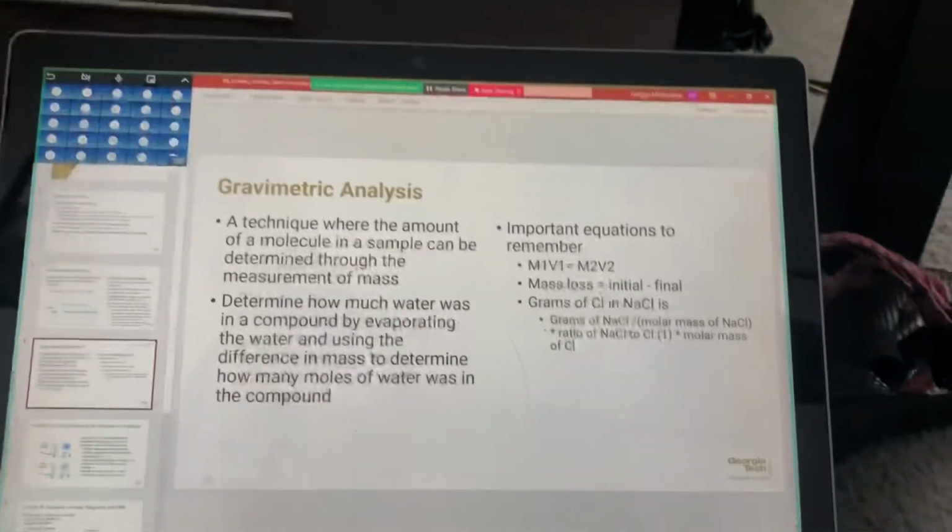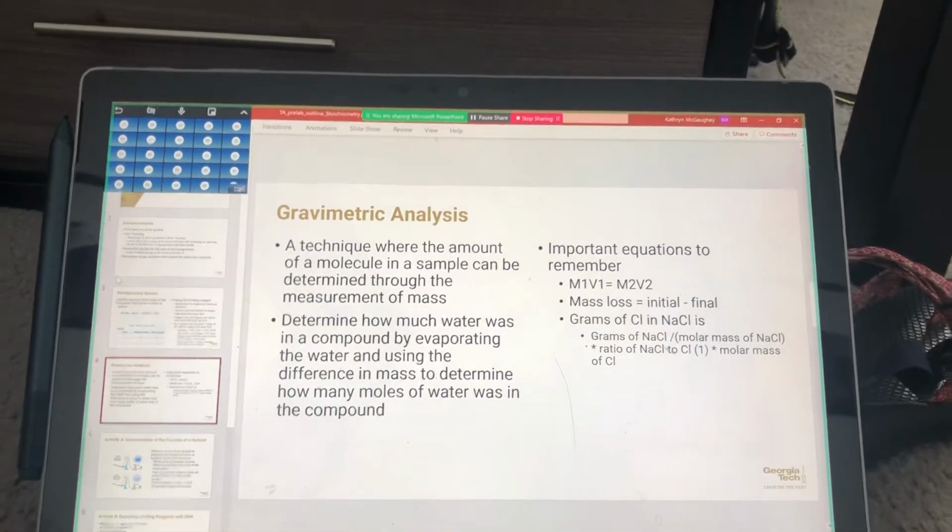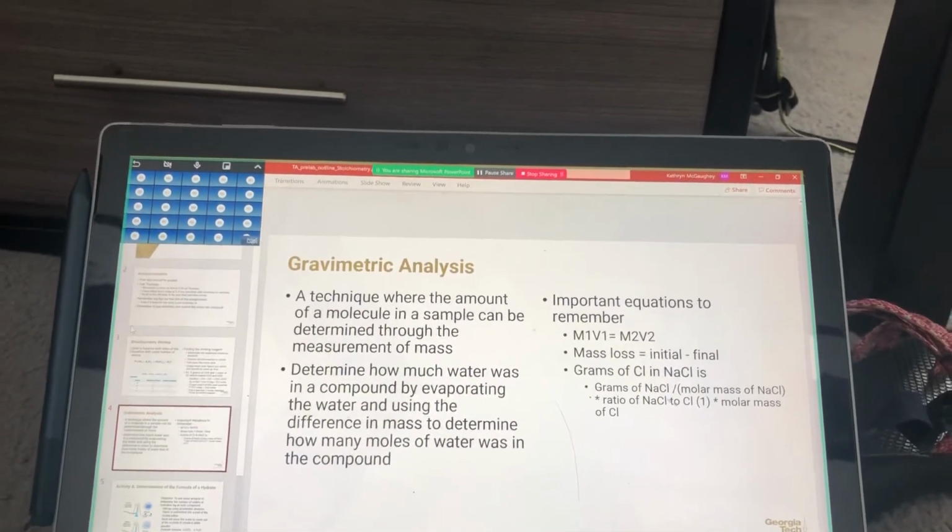You guys are going to use that equation today. And then mass loss is equal to the initial weight minus the final weight.